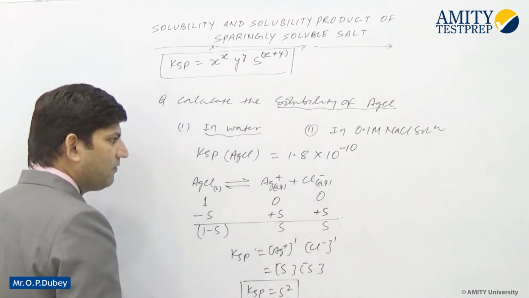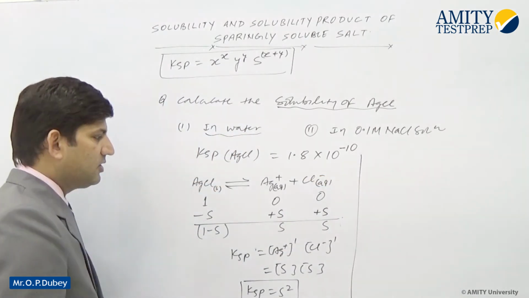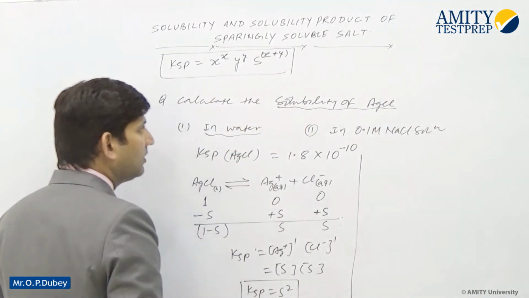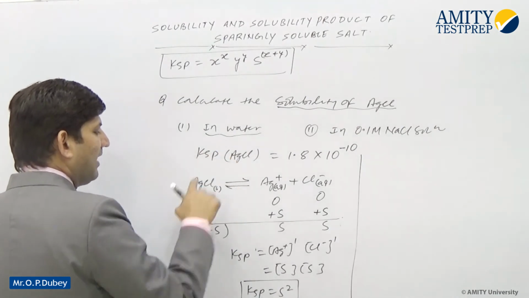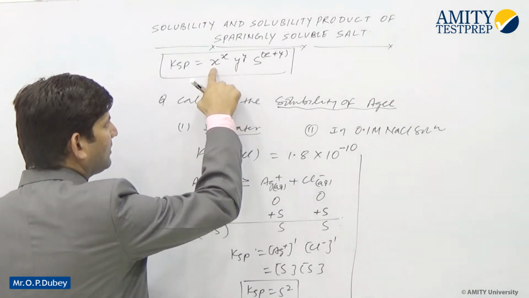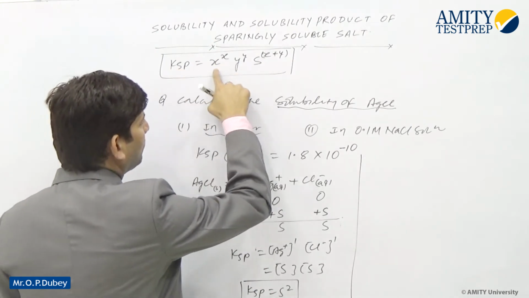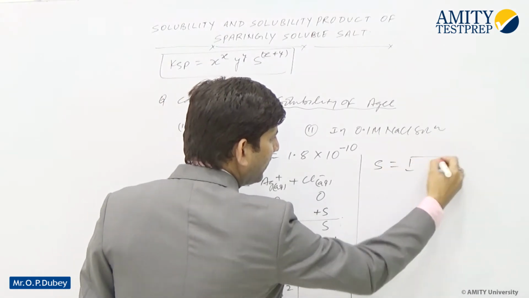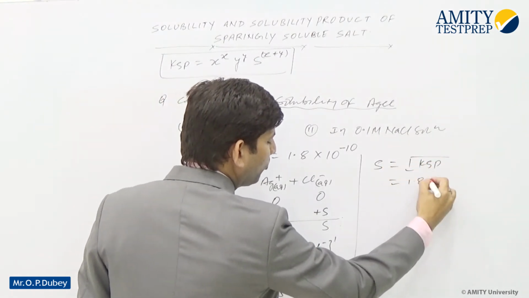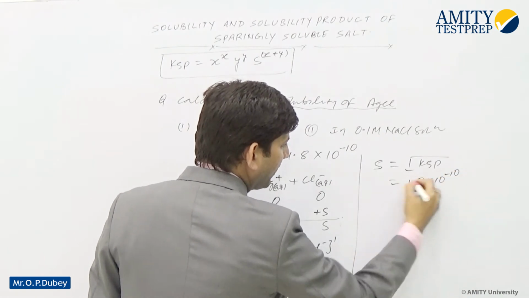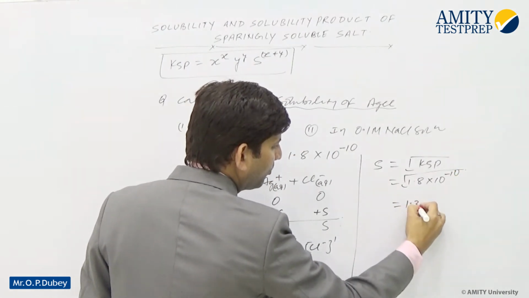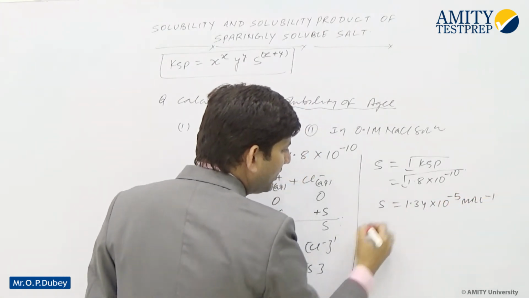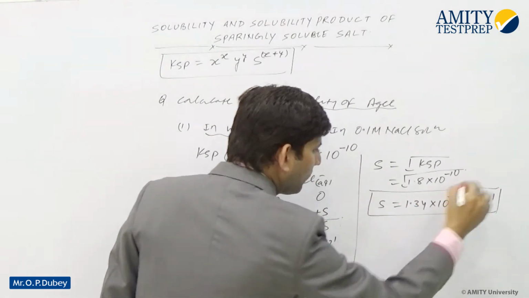We can directly find the Ksp expression for this sparingly soluble salt AgCl. We have the general formula, and for AgCl the value of x is 1 and y is 1. If x is 1 and y is 1, Ksp is equal to S raised to the power 2, that is S squared, and S is equal to the square root of Ksp, which is the square root of 1.8 multiplied by 10 raised to the power minus 10, that is equal to 1.34 multiplied by 10 to the power minus 5 moles per liter. This is the solubility of AgCl in water.